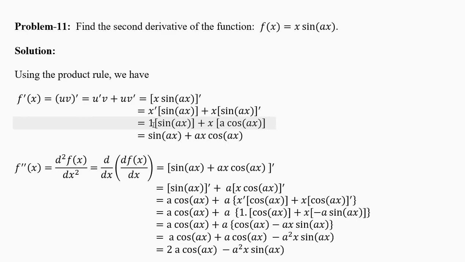Derivative of x is 1, so 1 into sine ax is sine ax. Derivative of sine ax, now first function into derivative of second function. Now derivative of sine ax is cos ax into derivative of ax. The derivative of ax is a. So a is a kind of number, so you write it on the left. So you get ax cos ax. Do not write xa. X is a variable, a is a number.